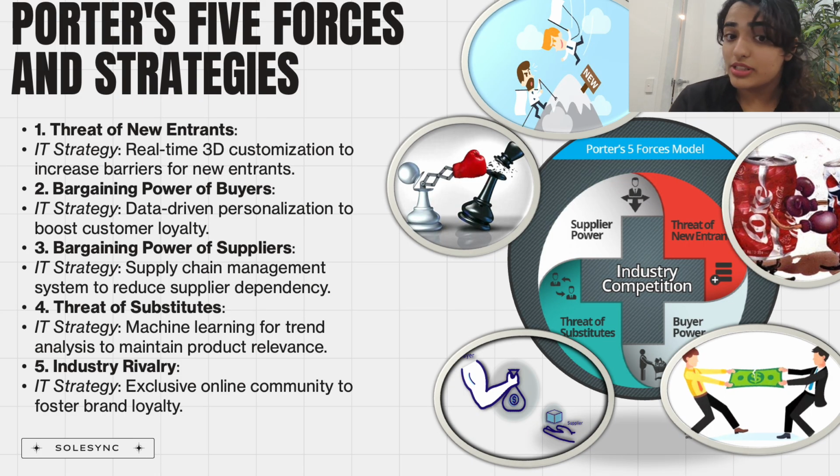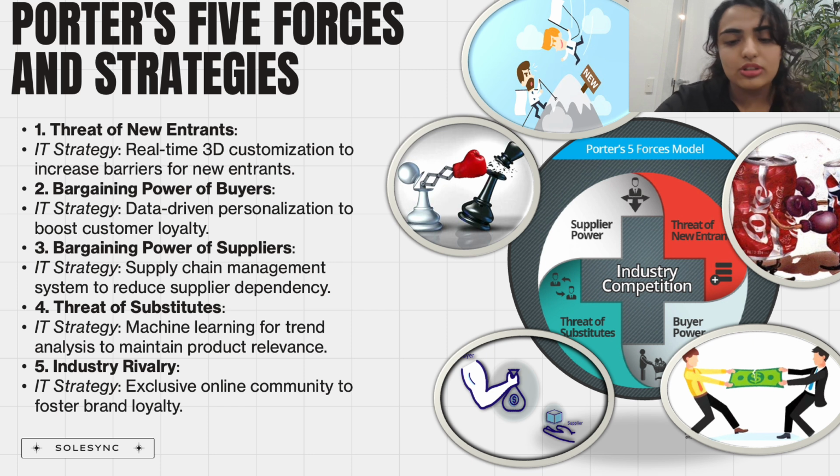I start with what the 5 forces are and how we can use that to strengthen our position in the customizable shoe market. So first, it's the threat of new entrants. We can address this by using 3D visualization for shoe customization, creating a high entry barrier due to the investment required in similar technology. And not every replicant can just copy such high investments.